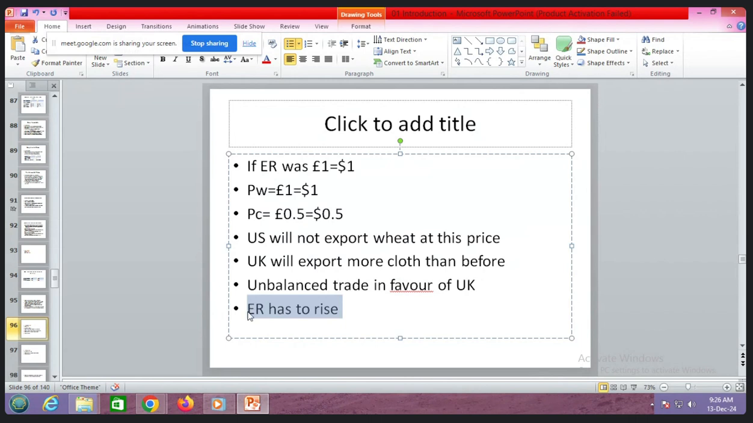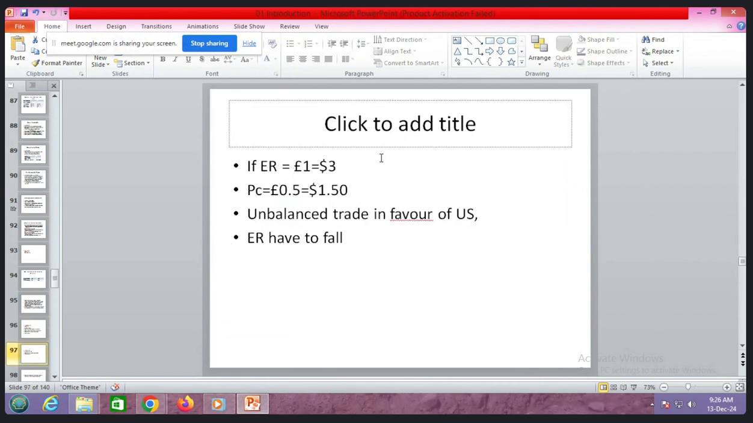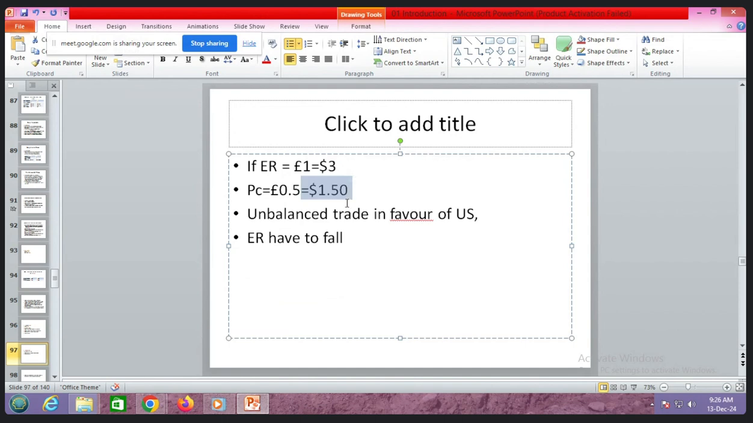So that means the demand for the cloth is increasing, and therefore the exchange rate is going to increase because the price of cloth is very low. So when we look at it in terms of money, we find that if the exchange rate is 1:3, then again there will be an unbalanced trade where the price of cloth will now become 1.5, which is equal to what is available in US. So US doesn't want cloth at that price. So it will not have any demand. So exchange rate is going to fall.